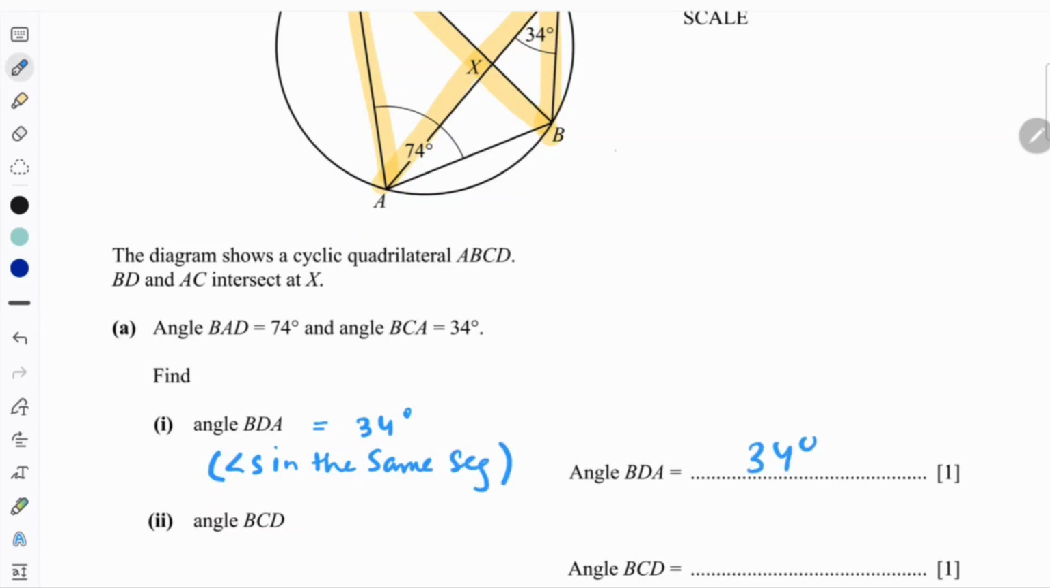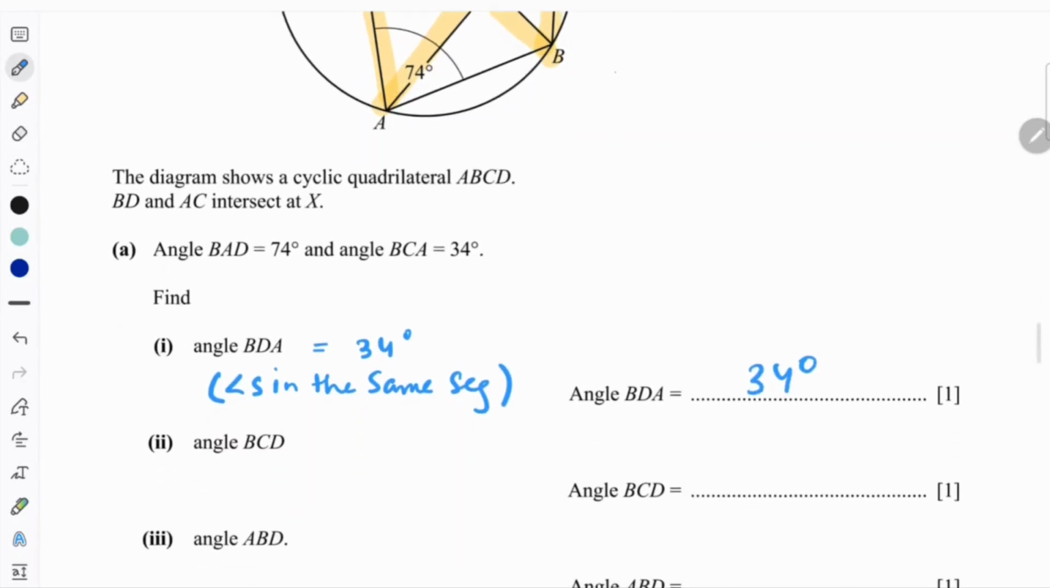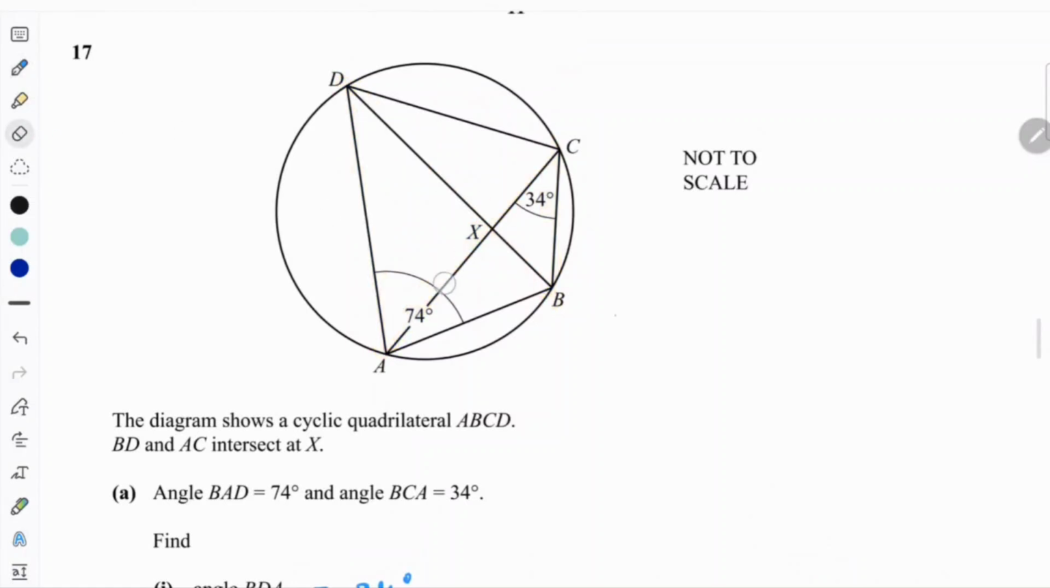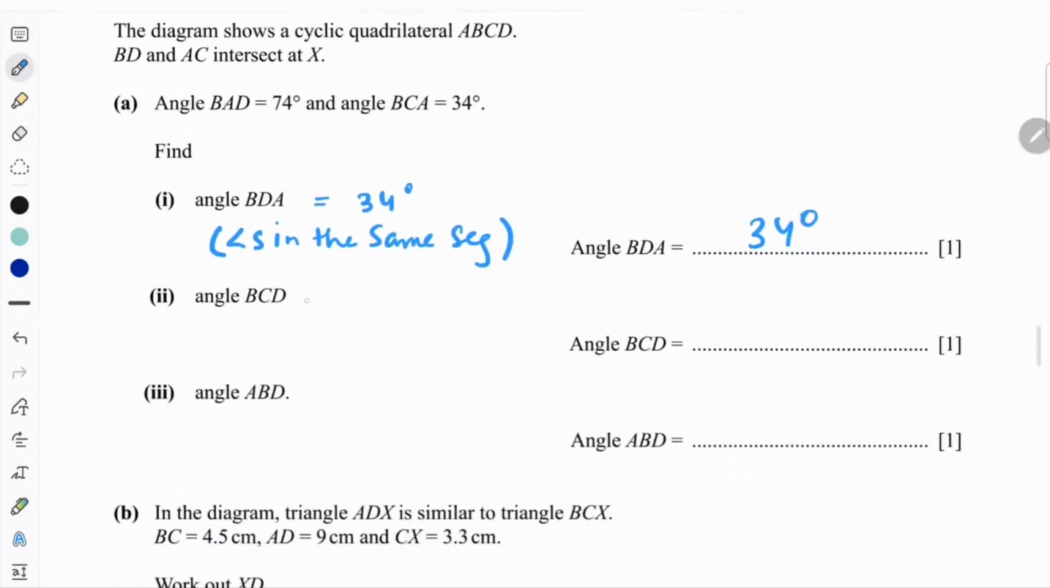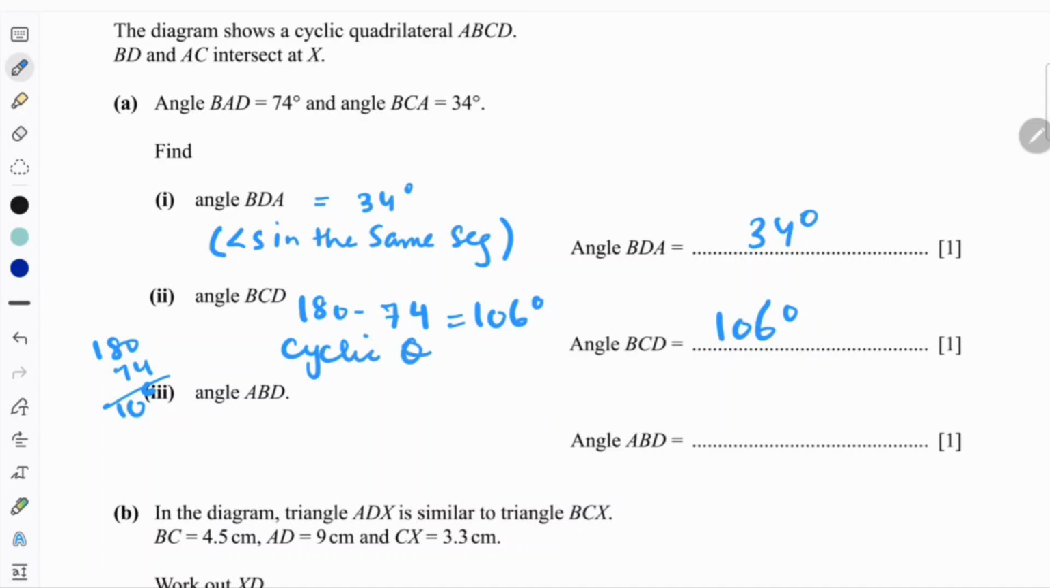34 degrees. For part 2, BCD is required. So if we check BCD, B to C and C to D. It's a cyclic quadrilateral, so it is 180 minus 74 degrees. So 180 minus 74, this is 106 degrees. Reason: cyclic quadrilateral.